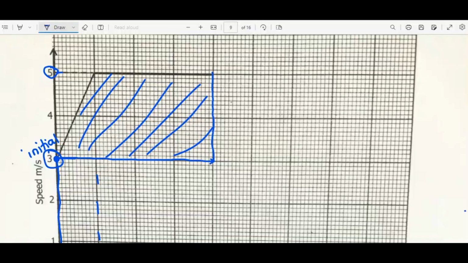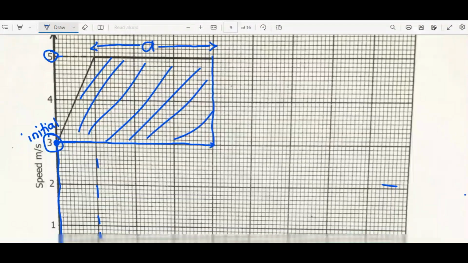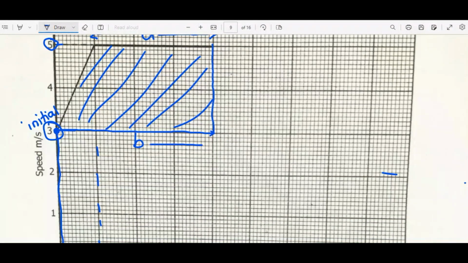So for the trapezium, we need to find the value of A. The value of A is this distance on top here. Then what of the value of B? The value of B is this one. Then our height is this one. So let's now look at the formula. So the total distance is equal to half multiplied by A plus B multiplied by height.